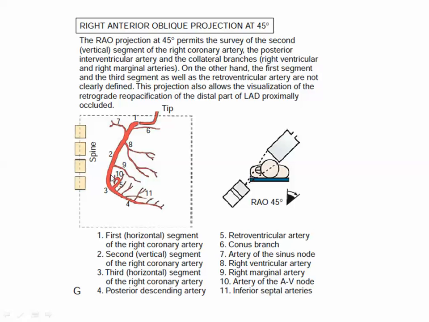What's this? RAO. Yes, RAO, excellent. There is no caudal or cranial. It is the RCA. What's this branch? Where is the pulmonary? What's the wall first? Anterior, apex, inferior.